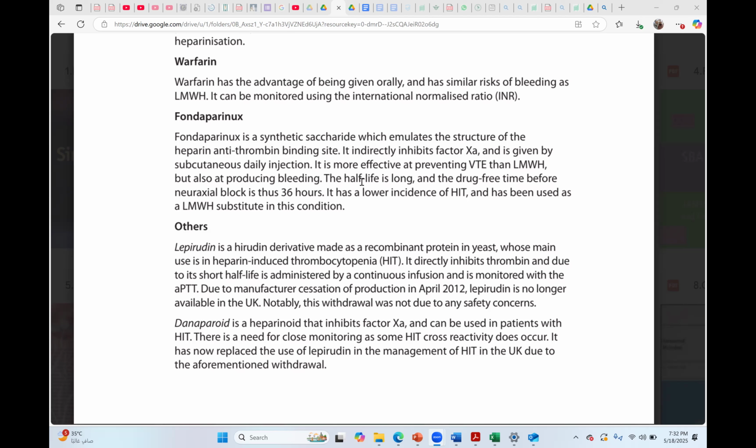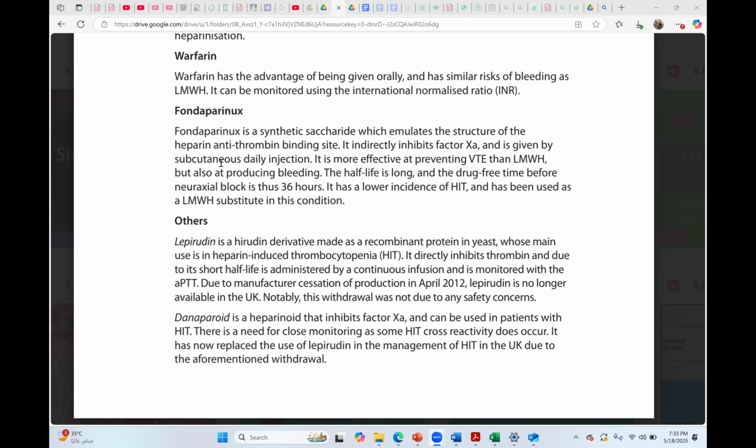What is the problem if we give this PCC? It can cause acute thrombosis. So whenever we are using it, we have to be very careful. Okay. Another one is fondaparinux.